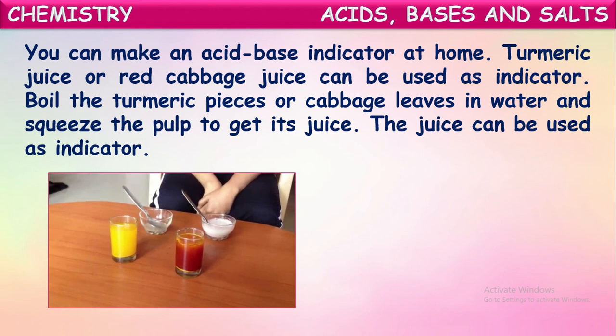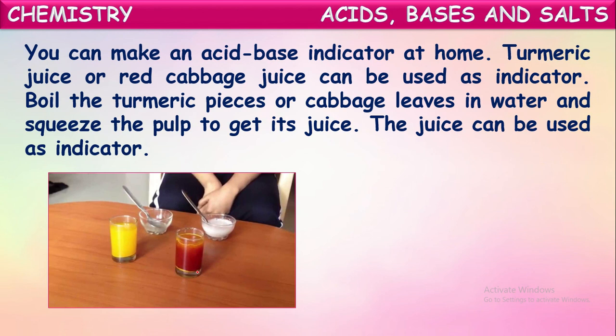If you boil the turmeric pieces in water and take the juice of that, the turmeric juice can be used as a natural indicator. If you drop a few drops of basic solution into that, it turns red. In this way, turmeric juice can be used as a natural indicator.